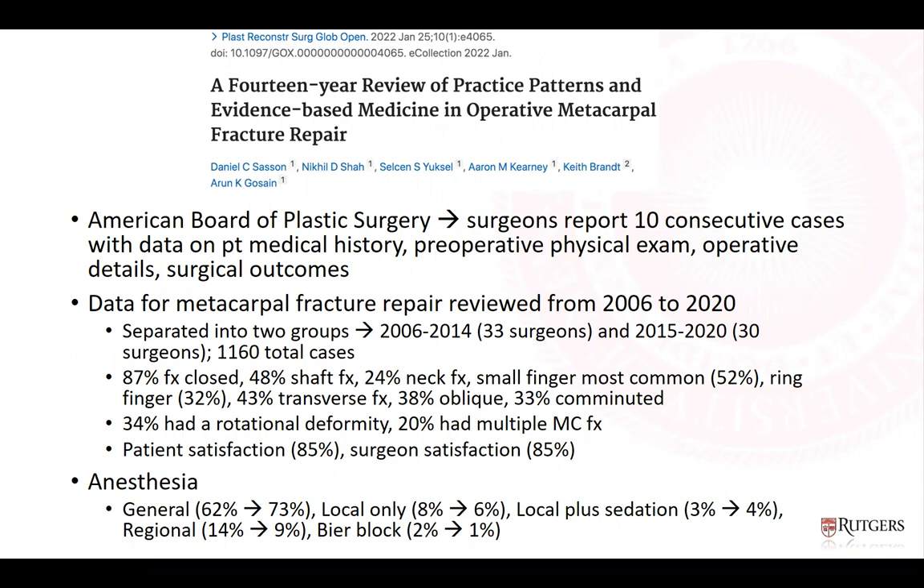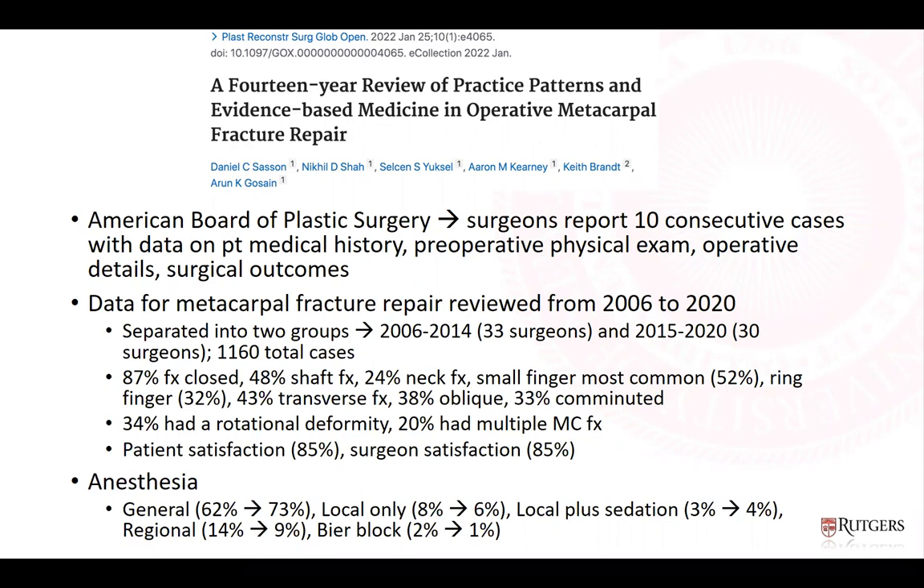So the last study I'm going to review was an interesting study out of the plastic surgery hand world that looked at recent trends in operative metacarpal fractures. I think it's a good way to capture some of the general trends and how we've been managing these fractures. The American Board of Plastic Surgery has surgeons report on 10 consecutive cases, with patient medical history, preoperative physical exam, operative details, and surgical outcomes all recorded. The data for metacarpal fracture repair reviewed was from 2006 to 2020.